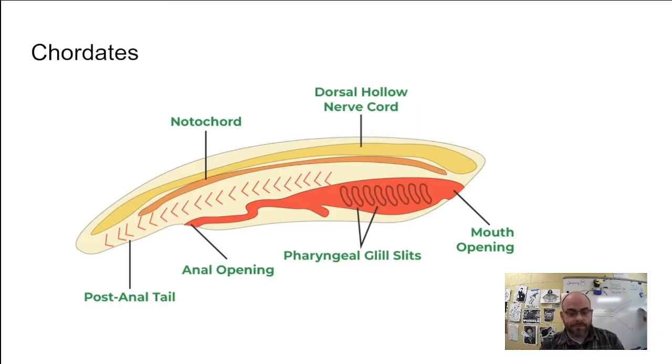And they have a tail. All chordates have a tail. Again, some organisms have lost that tail, but at some point in their life, they're going to have these things developmentally.